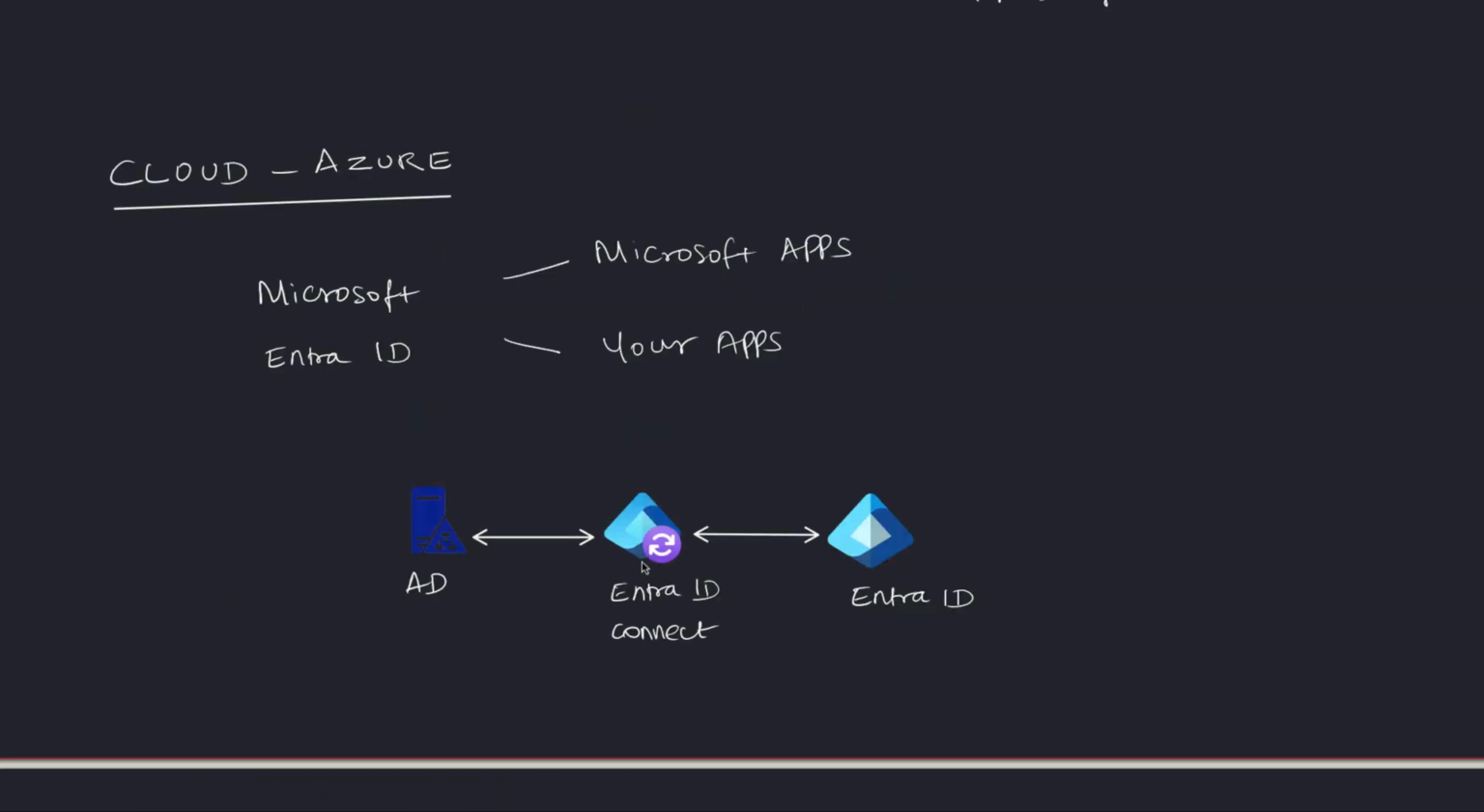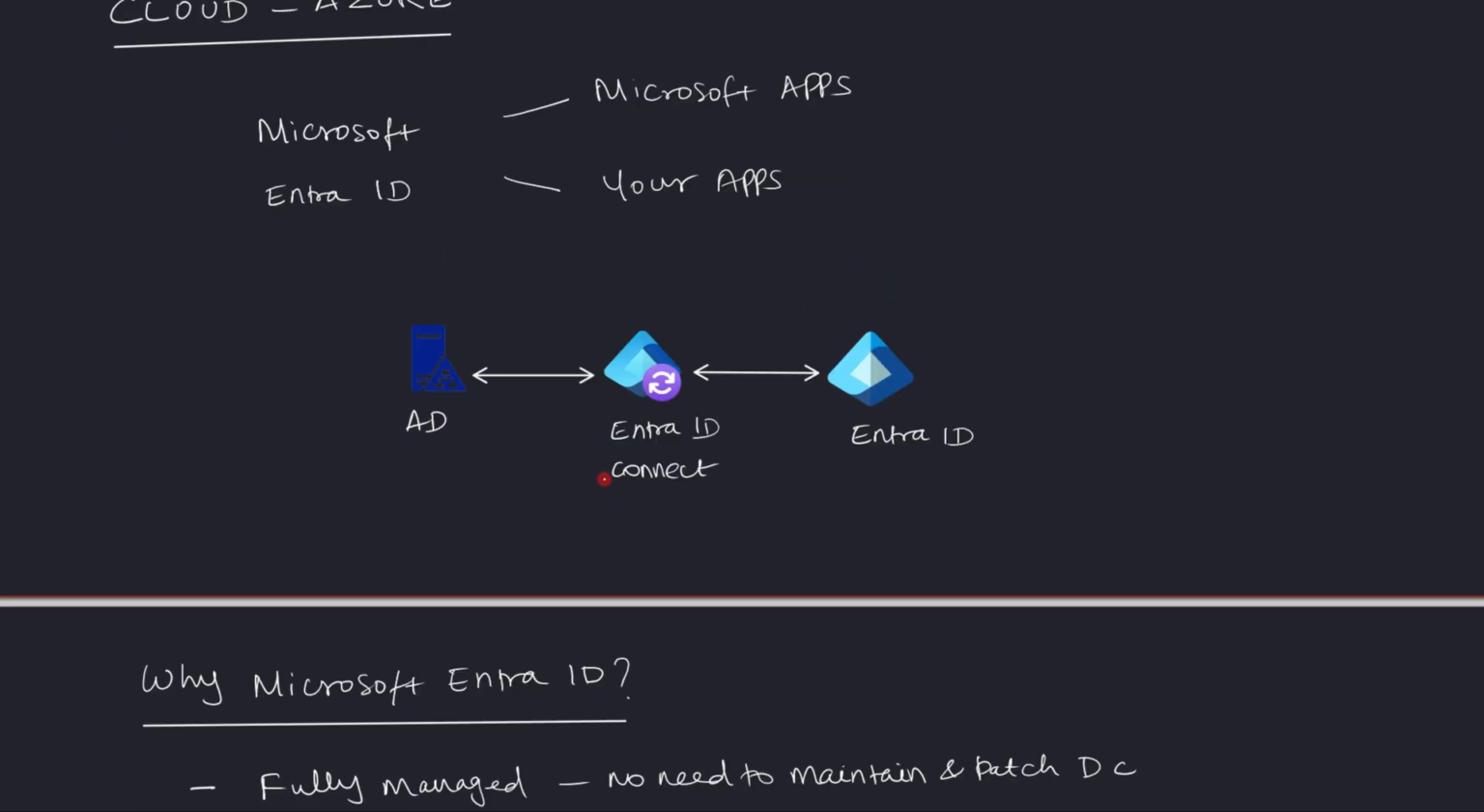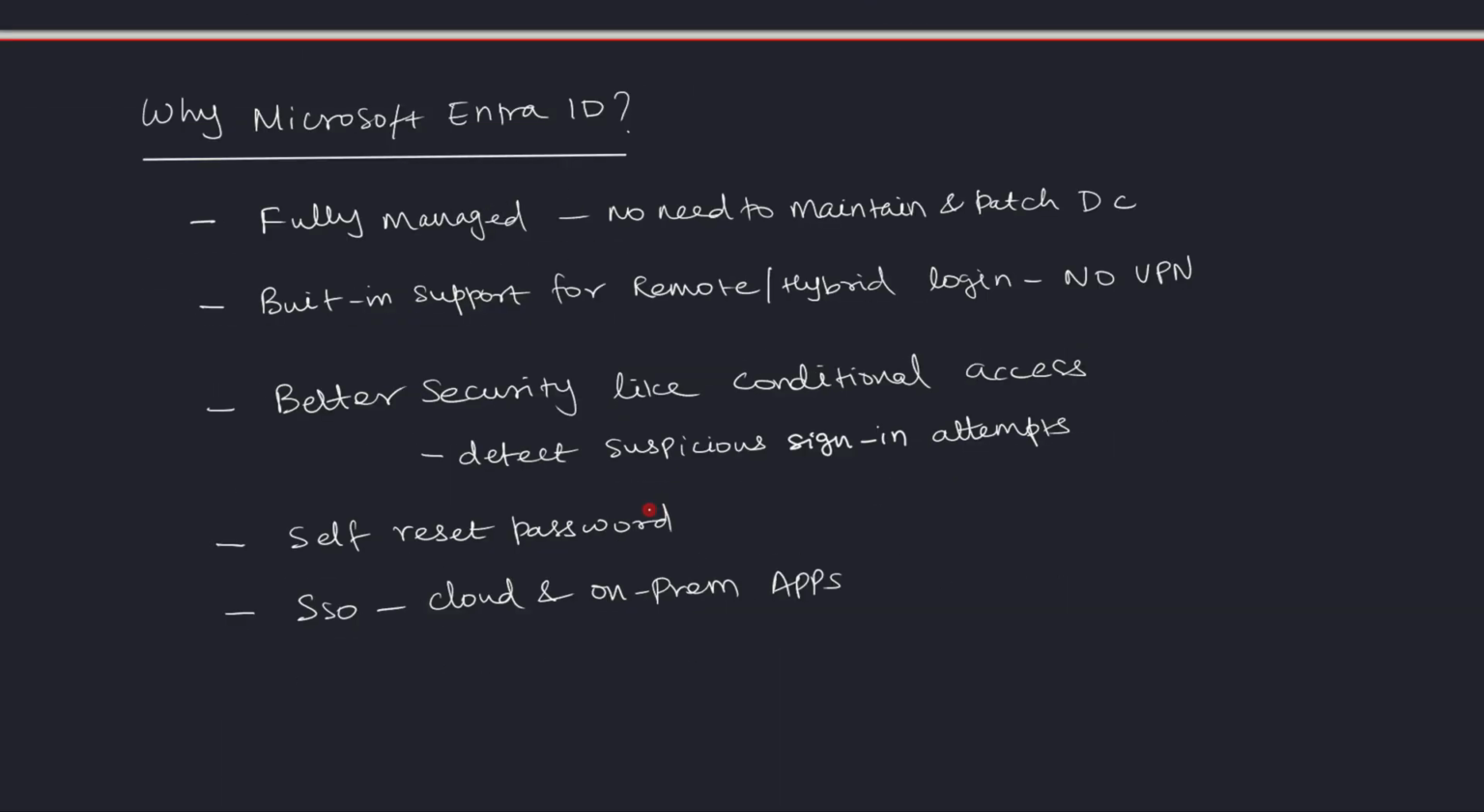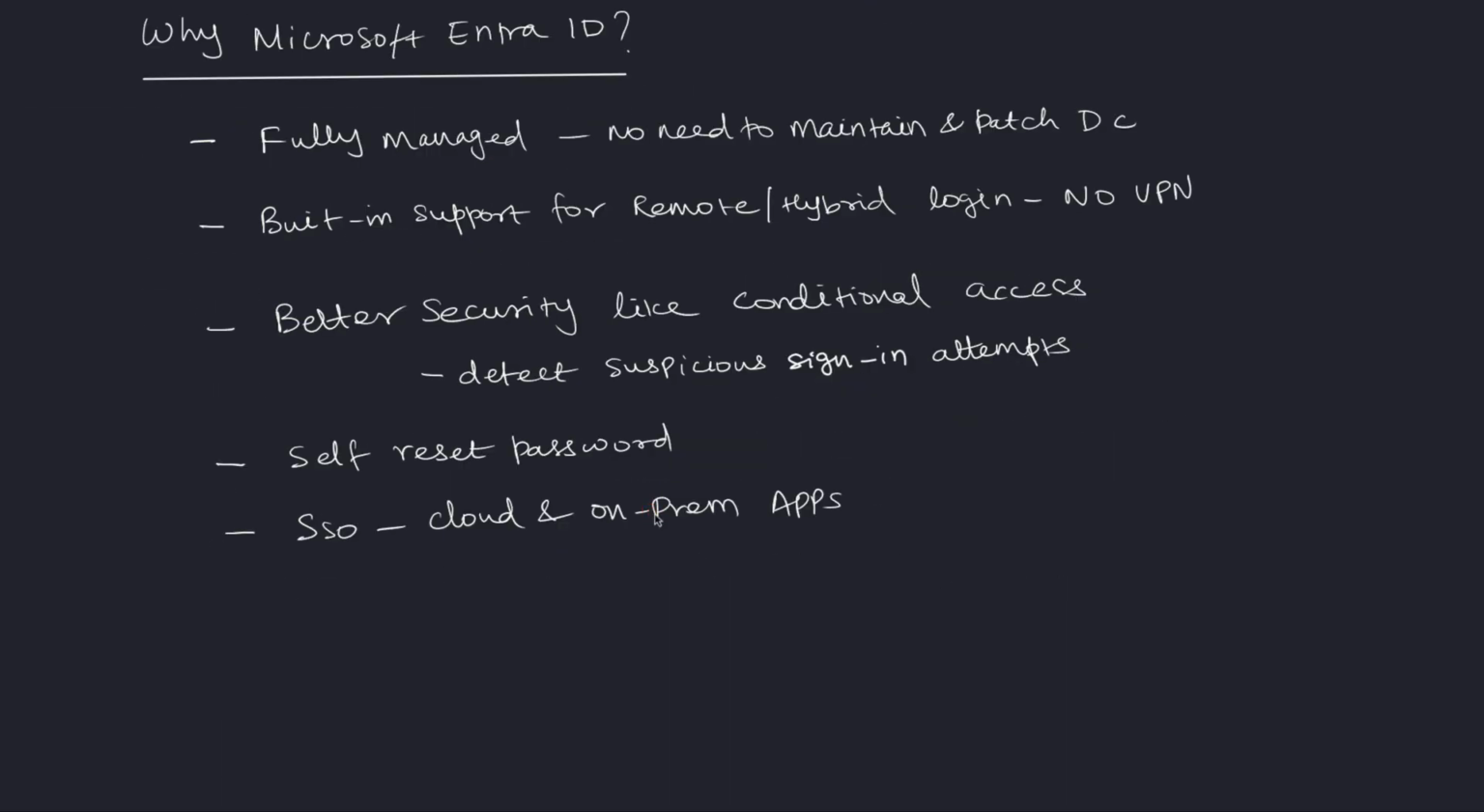So now we understand what cloud-based Microsoft Entra ID is. It provides the same functionality that we have on-premises. Let's understand why we would choose cloud-based Microsoft Entra ID over the on-premises one. First of all, Microsoft Entra ID is a fully managed service, which means you don't need to maintain and patch domain controllers. A domain controller is a physical machine, so you need to maintain and patch that server periodically. But with the fully managed Microsoft Entra ID, you don't need to do that.